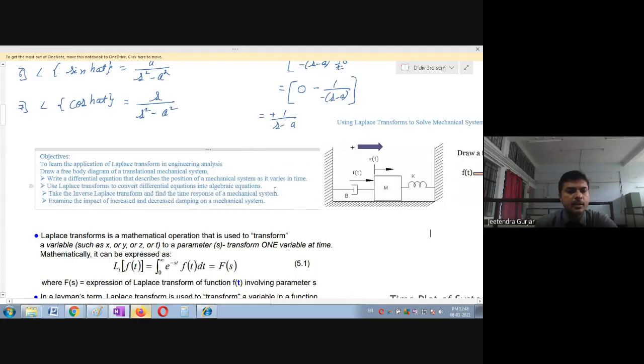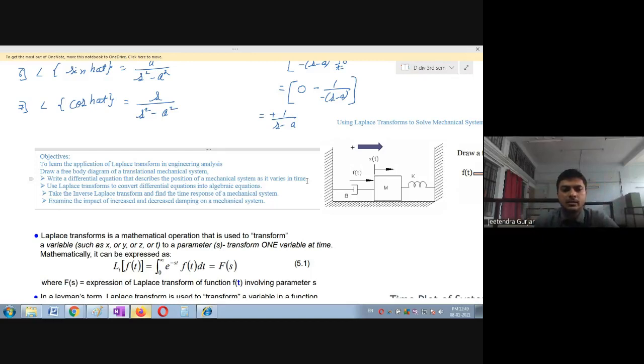Okay, so next we have the objective, that is, write a differential equation that describes the position of a mechanical system as it varies in time. As a mechanical system, the system starts at a point, right? When it starts, your time clock starts rotating, and how effective it is going to work and what is the time consumption of that system, we are going to calculate by using the Laplace transform. Therefore, everyone studies this Laplace transform in engineering, which is very, very important.